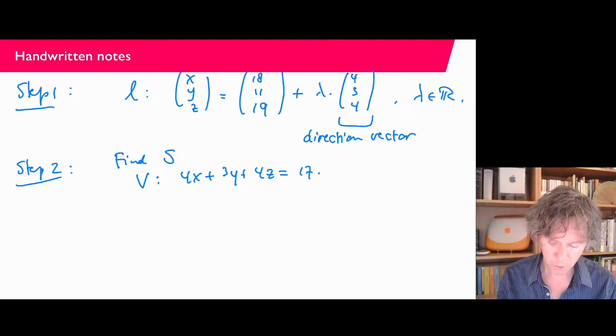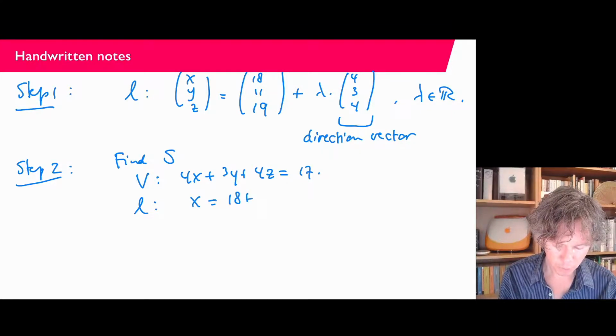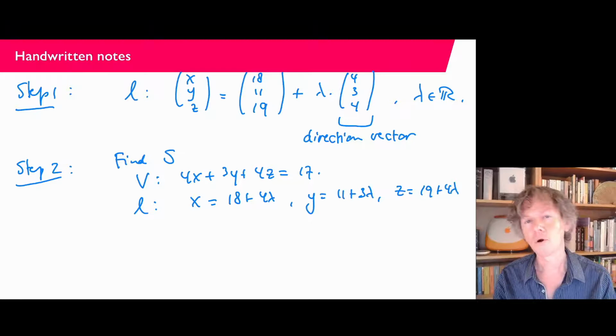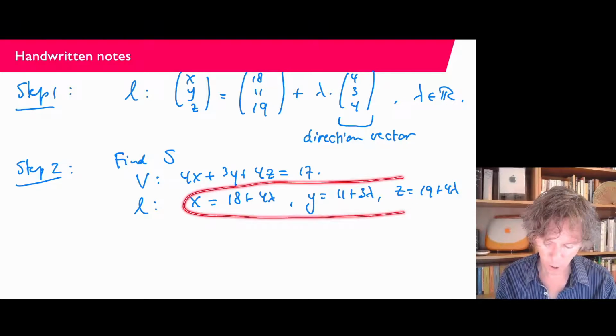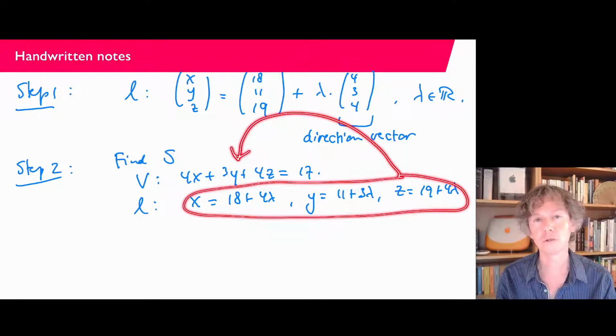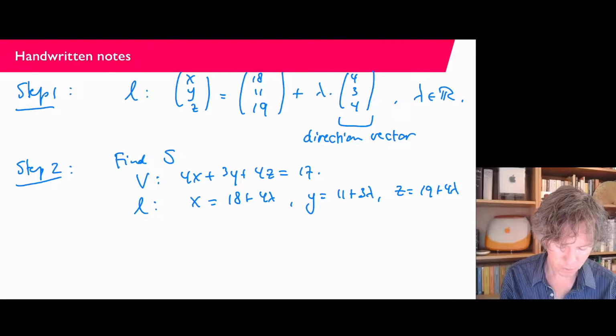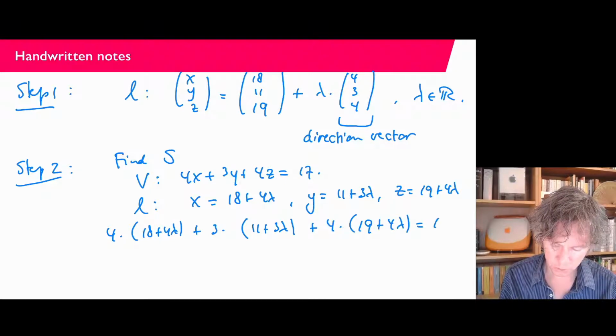The way you do that is that you say, well, my line L, I can also say that's x equals 18 plus 4 times lambda, y equals 11 plus 3 times lambda, z equals 19 plus 4 times lambda. And what I'm going to do is take this x, y, and z and plug those into this equation, and that gives me one equation for lambda. So what do we find? We find 4 times (18 plus 4 times lambda), plus 3 times (11 plus 3 times lambda), plus 4 times (19 plus 4 times lambda) equals 17.